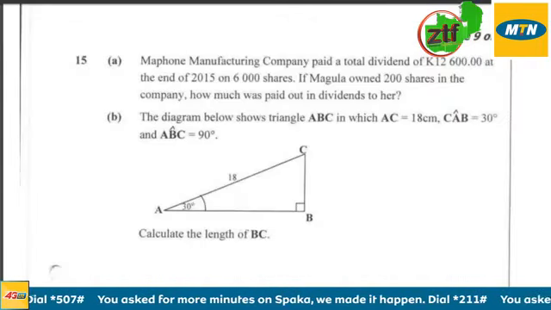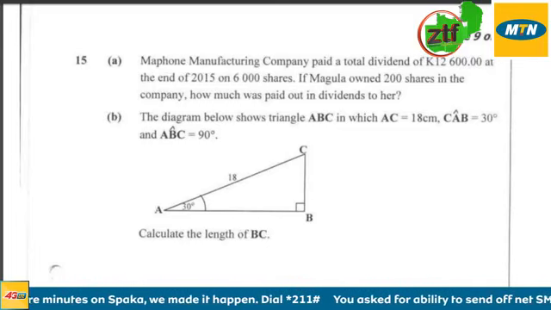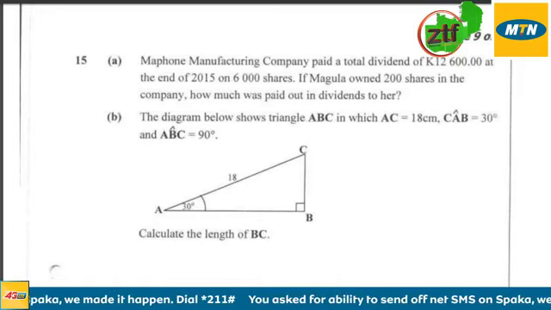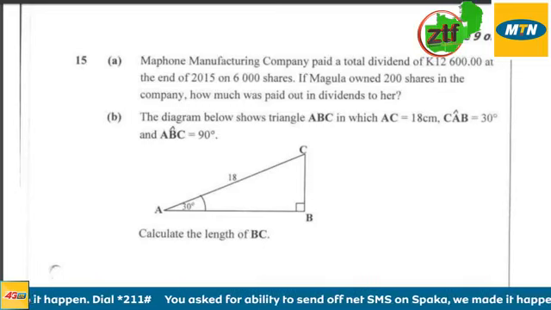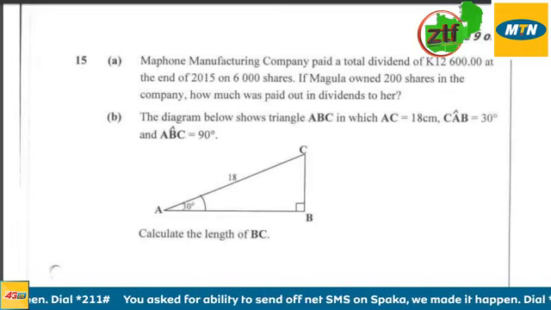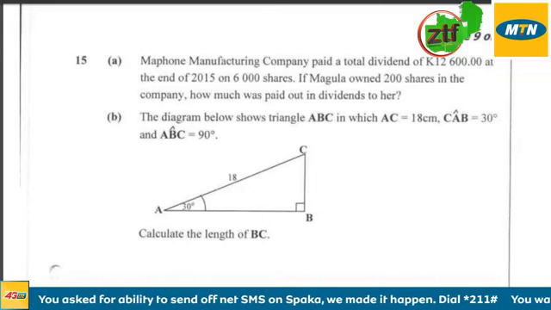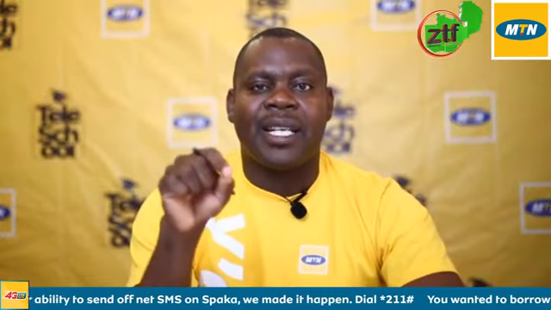The next question, B, involves some concepts to do with trigonometry. It reads, the diagram below shows triangle ABC in which AC is equal to 8 centimeters. Angle A, look at CAB. The letter which is in the middle represents the angle. So that symbol or that sign you are seeing on top represents the angle. So CAB, there in short we can say angle A equals 30 degrees.